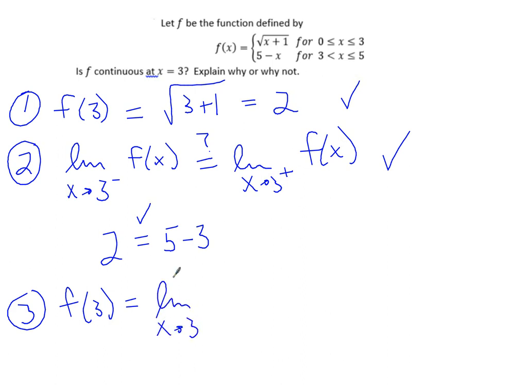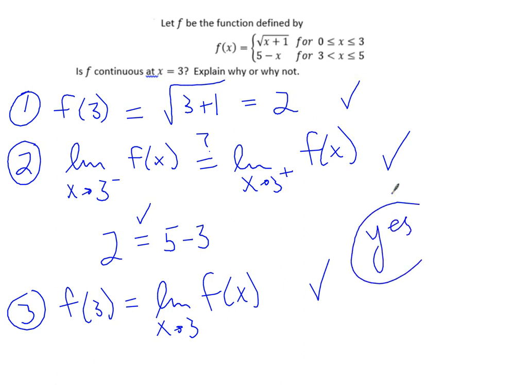And since we've just determined that the limit exists and is 2, and that the function exists at 3 and is also 2, we know that this is also true. So we can say that that checks out, and that the function is continuous at x equals 3. We've shown it using the definition of continuity.